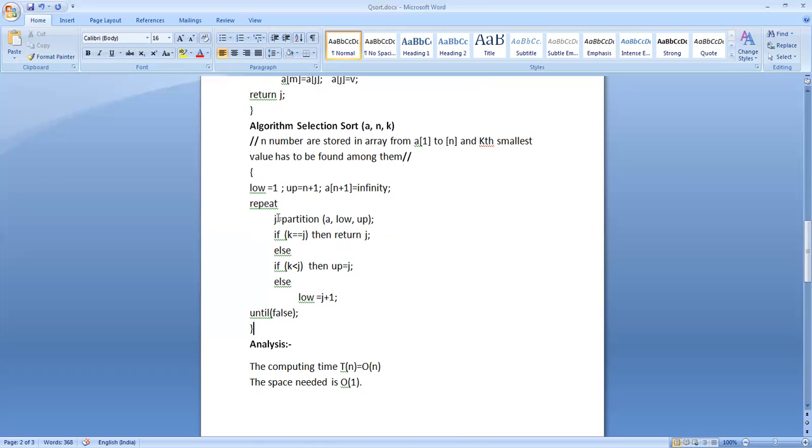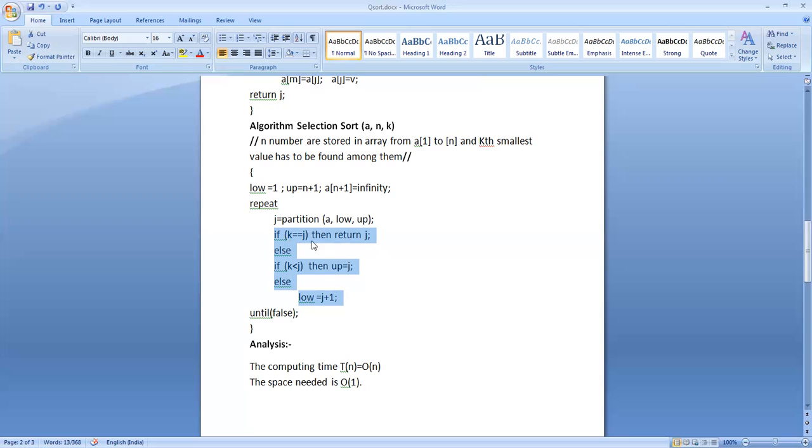After the elements get sorted, the value in A of j is in the right location. Now, these statements are very crucial. Now, here in the previous statement, we have found the jth smallest value instead of the kth smallest value. Our aim is to find the kth smallest value, but what we have found is the jth smallest value.